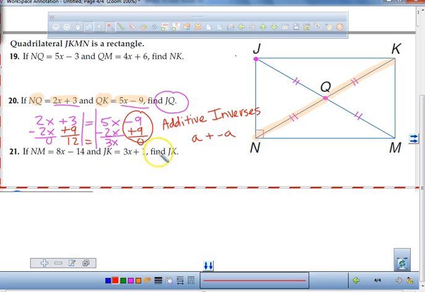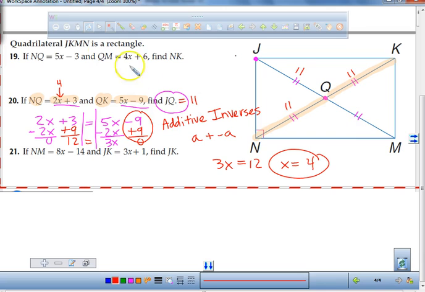Okay? So right now, what do we have? We have 3x equals 12. What does x equal? 4. And then what did you do? I plugged it into 2x plus 3. All right. So she did 2 times 4 plus 3. What's 2 times 4 plus 3? 11. Boom, you're done. So JQ is equal to 11. Why? Because if N to Q is equal to 11 and Q to K is equal to 11, then J to Q is also equal to 11.